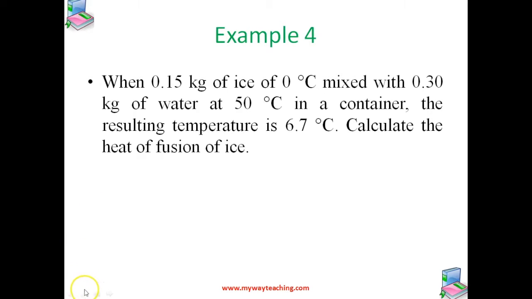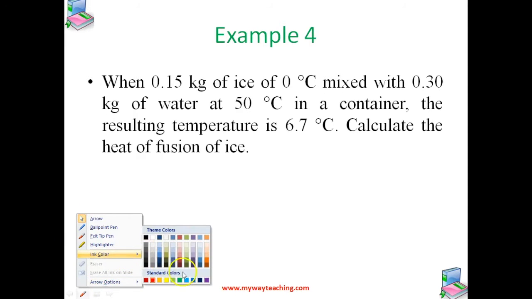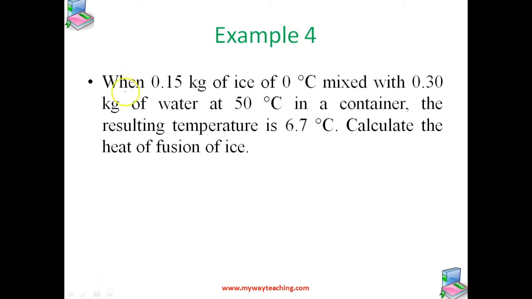So in this part, let us solve a very simple problem. The question is, when 0.15 kg of ice at 0 degrees Celsius is mixed with 0.30 kg of water at 50 degrees Celsius in a container, the resulting temperature is 6.7 degrees Celsius. Calculate the heat of fusion of ice, and they have given the specific heat of water. So we already know this value.